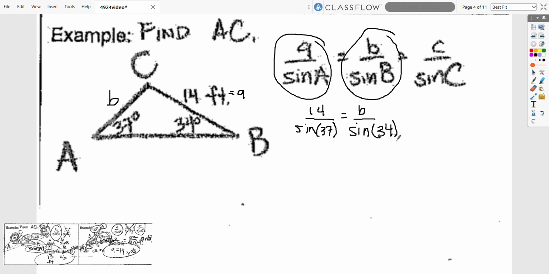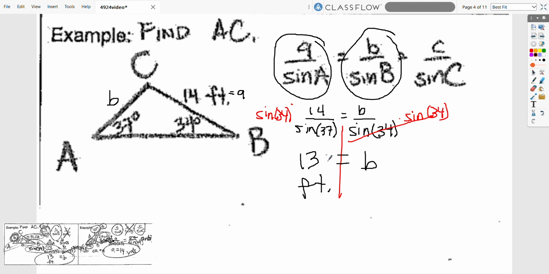Once we have our proportion, we just solve for the variable b. The b is dividing sine 34, so we're going to multiply by sine 34 to get that b by itself. Those cancel, bring down the b, put all of this in the calculator. Sine 34, close the parenthesis, multiply 14, divide sine of 37, close the parenthesis, and you will get 13 feet. Wow, thank you, math gods. That is great.